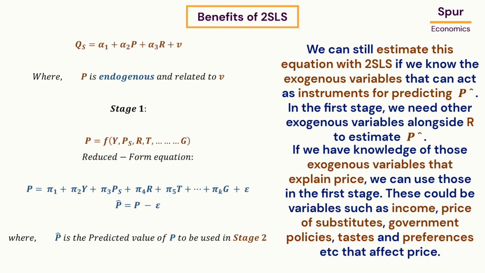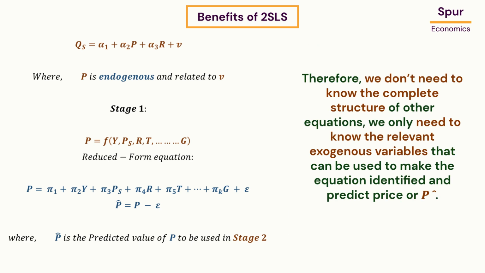We can still estimate this equation with 2SLS if we know the exogenous variables that can act as instruments for predicting P cap. In the first stage, we need other exogenous variables alongside R to estimate P cap. If we have knowledge of those exogenous variables that explain price, we can use those in the first stage. These could be variables such as income, price of substitutes, government policies, tastes and preferences, etc. that affect price. Therefore, we don't need to know the complete structure of other equations, we only need to know the relevant exogenous variables that can be used to make the equation identified and predict price, or P cap.